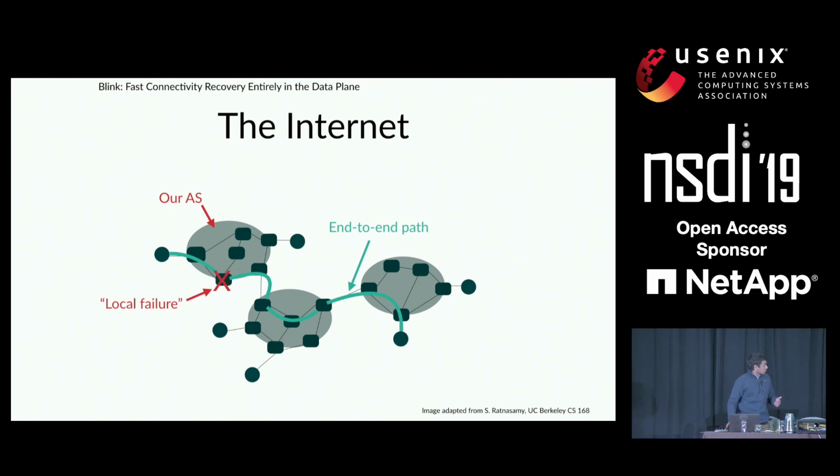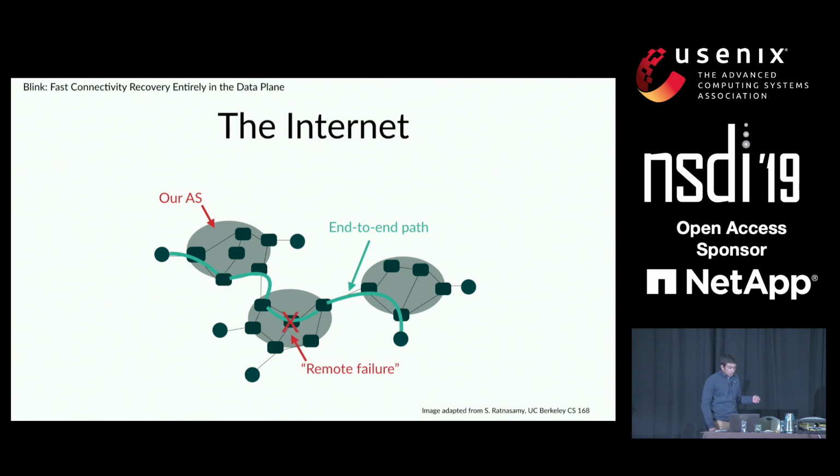There's a lot of work, because networks fail a lot, in dealing with local failures. So if one of our own switches fails, there's been significant literature and work and effort put into how do we route around this local failure and react to this failure quickly. So here we might notice that one of our switches has failed and route the packets along a different path.